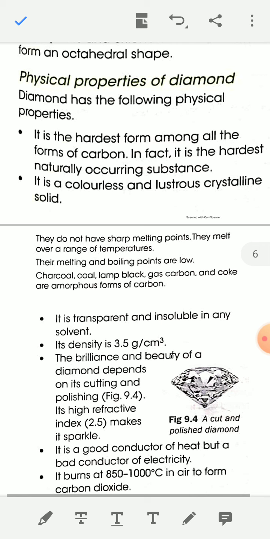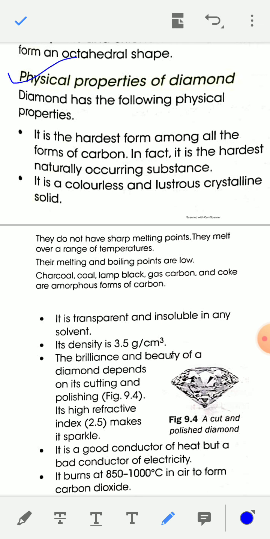Okay, now physical properties of diamond. It is the hardest form among all the forms of carbon. In fact, it is the hardest naturally occurring substance. You have to remember this point: the hardest naturally occurring substance is diamond, and it is the hardest form of carbon.